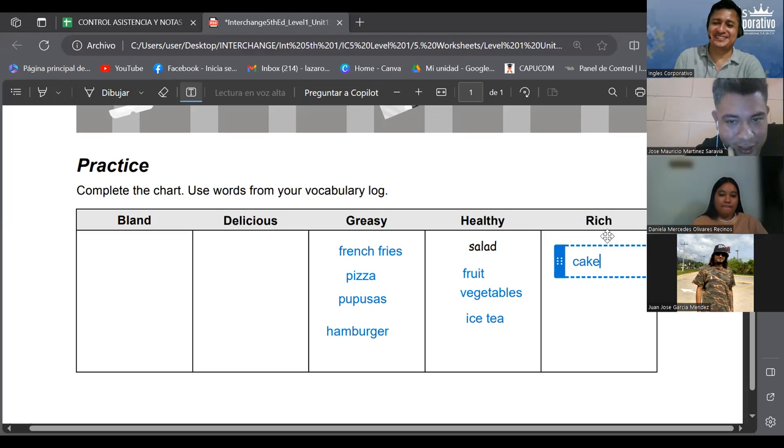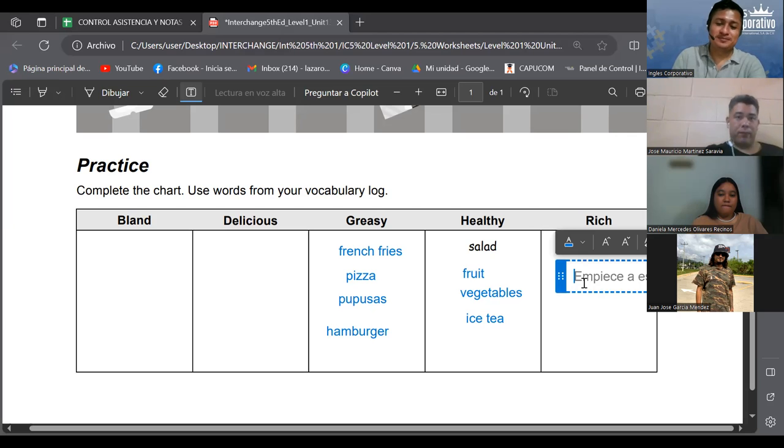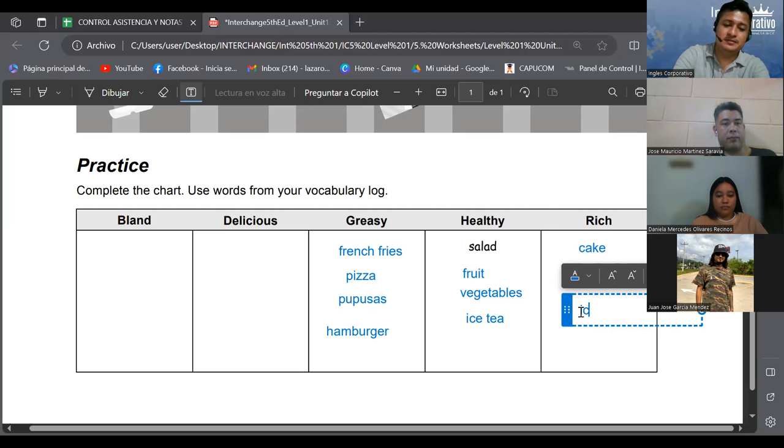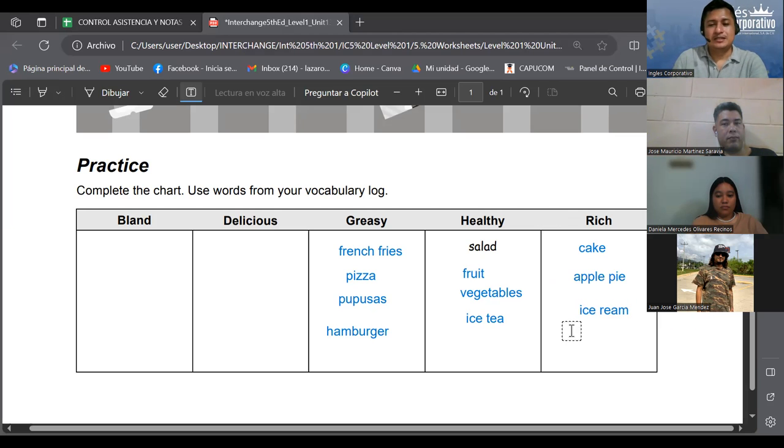Happy birthday to you. Apple pie, teacher? Apple pie? Oh, yes. Apple pie. Yes, right. Ice cream? Oh, that thing is delicious, right? Yeah. That thing is a lot of sugar. And everything that pretty much we get with a bunch of extra sugar, let's say, right? What about bland food?